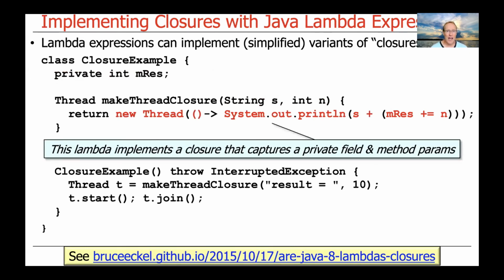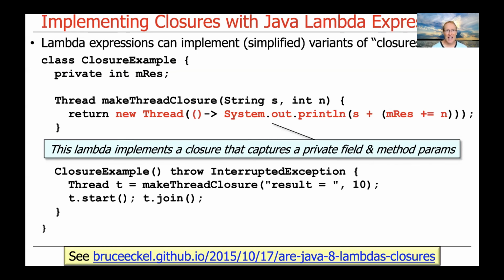So what we have here is a factory method called makeThreadClosure that's going to take a couple of parameters, and then it's going to go ahead and make a new thread. And in that thread, we're going to access and/or update some of the bound variables. As you can see here in this background thread, we're going to print the value of string s, and we're going to print the value of mRes after being updated with the value of n.